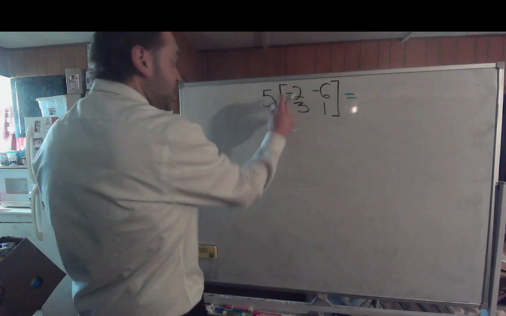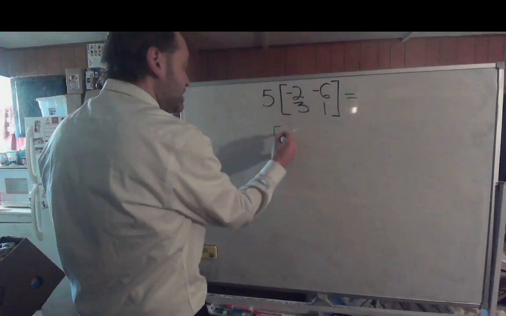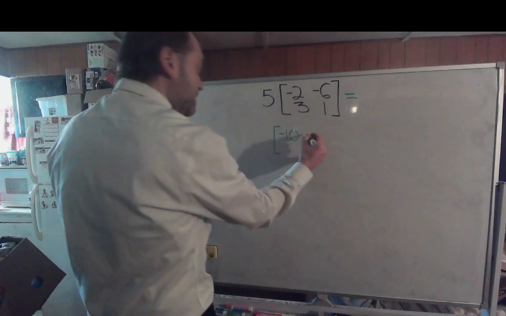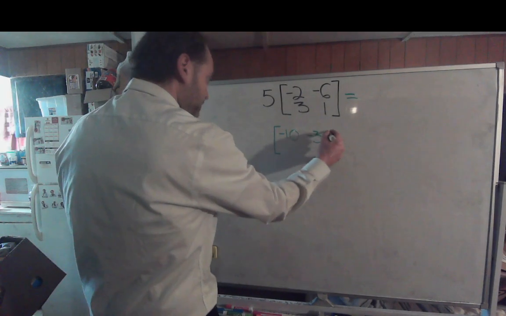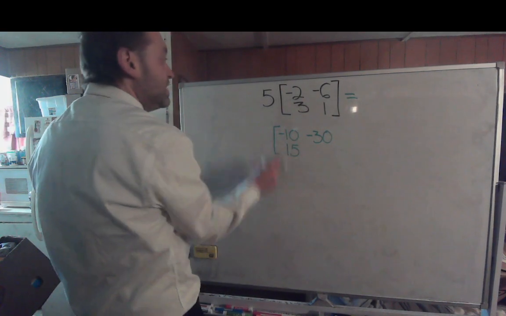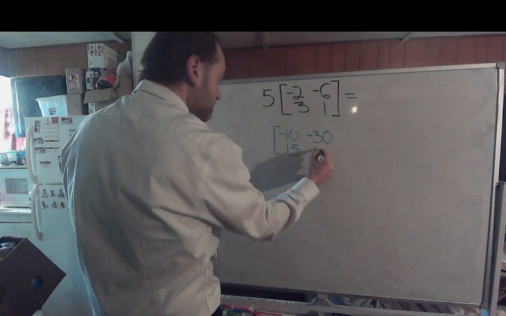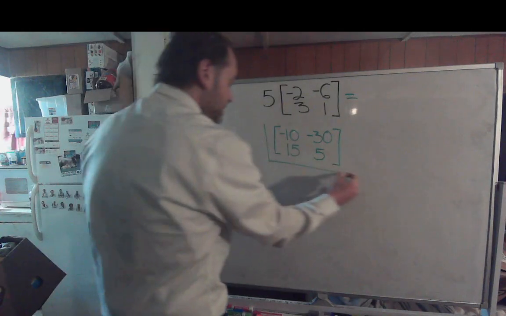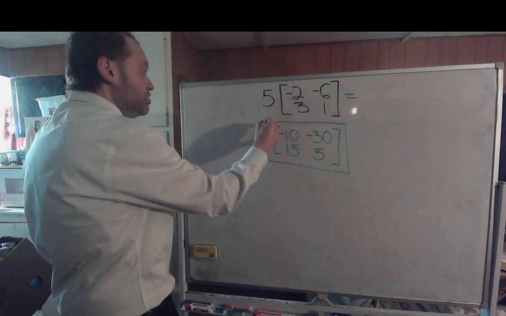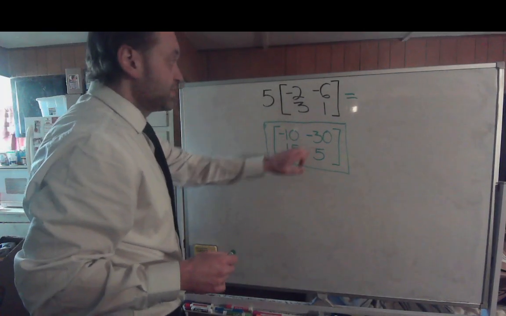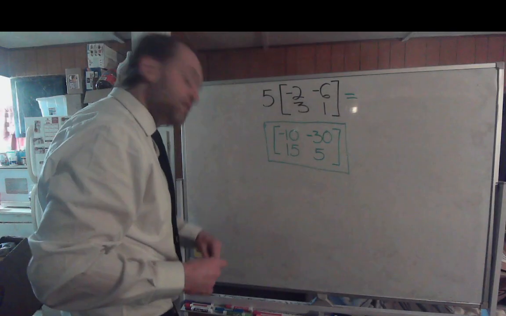So if I take 5 times -2, I would get -10. If I take 5 times -6, I would get -30. If I take 5 times 3, I'll get 15. And then if I take 5 times 1, I'll end up getting 5. So as you see, my new matrix is also a 2 by 2. I get the new matrix -10, -30, 15, and 5.